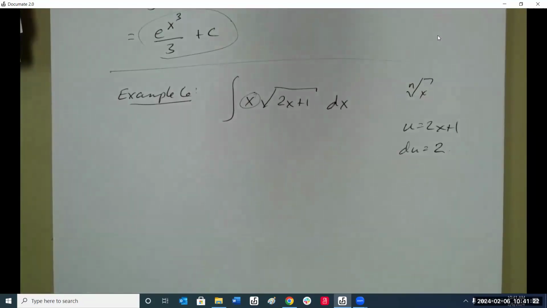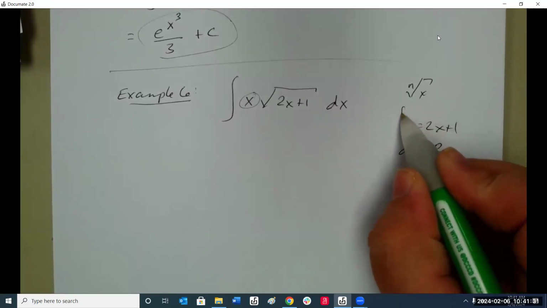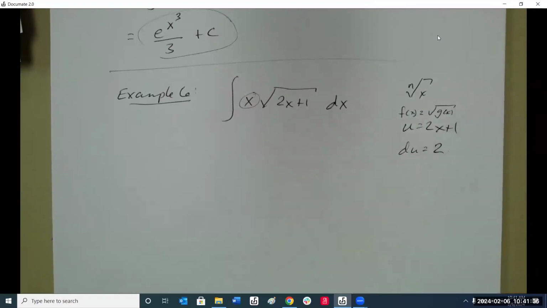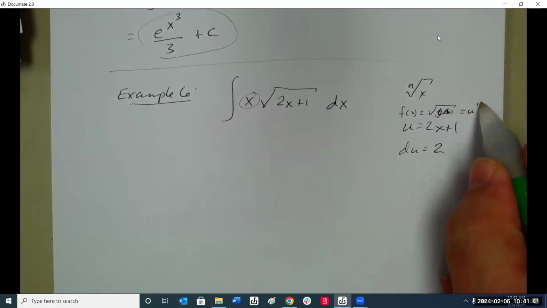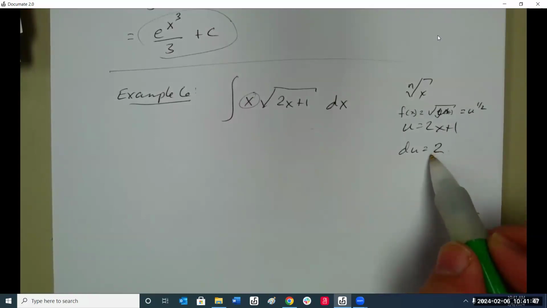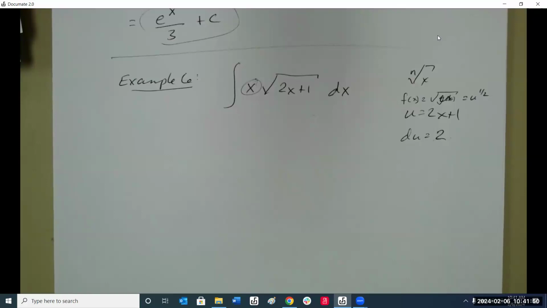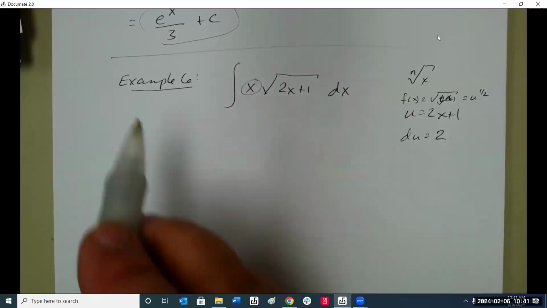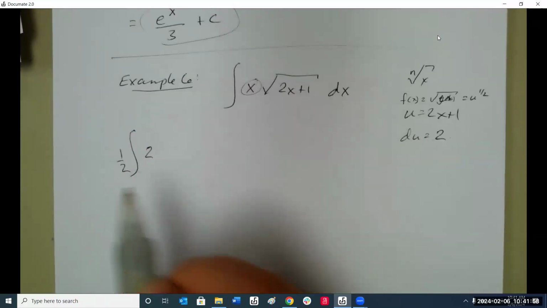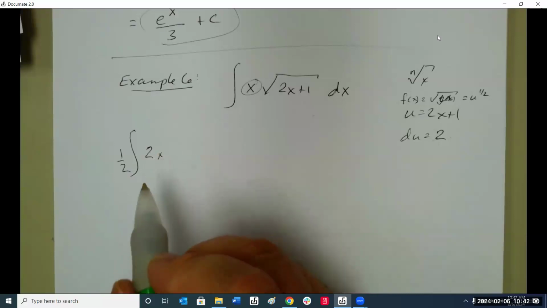Okay, so we have our function is square root of g of x, or square root of u. U is that, du is 2. We need a 2. We have an x there.